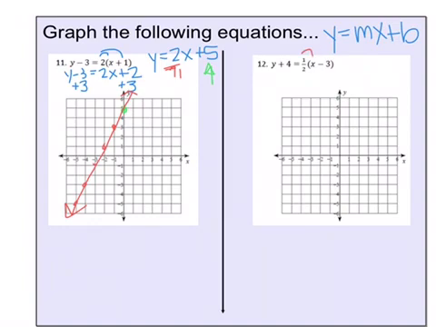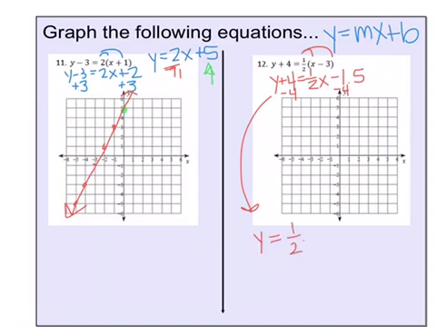Same idea for this distributive property, so I get y plus 4 equals 1/2 x. Now remember, when you do 1/2 times negative 3, you can do 1 times negative 3 divided by 2. So I'm going to get a negative 1.5. So now I need to subtract my 4. I'm going to write this down here. So I'm going to get y equals 1/2 x minus 5.5.